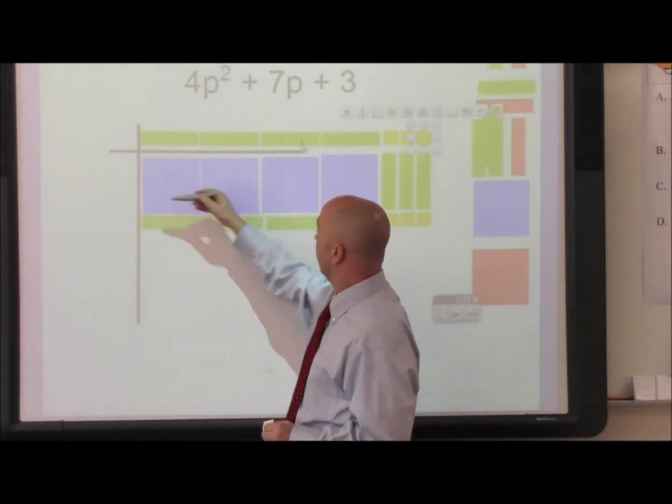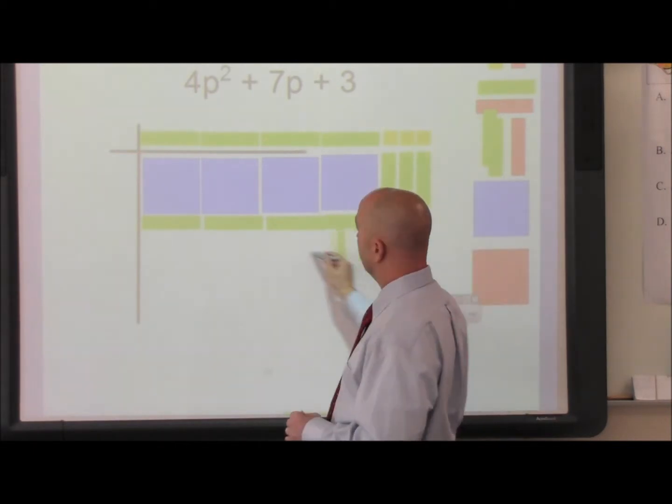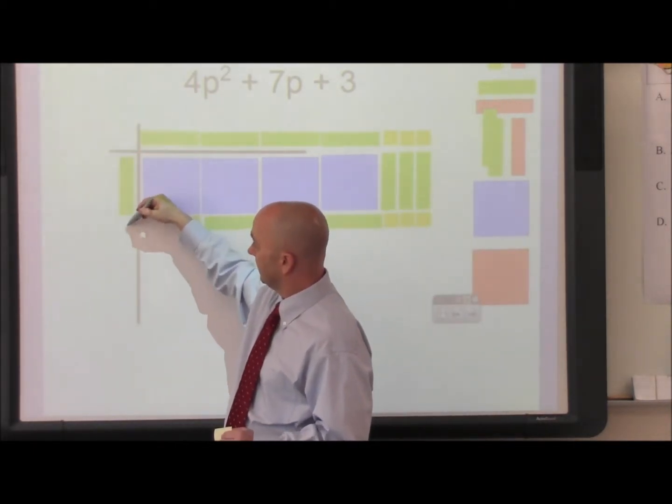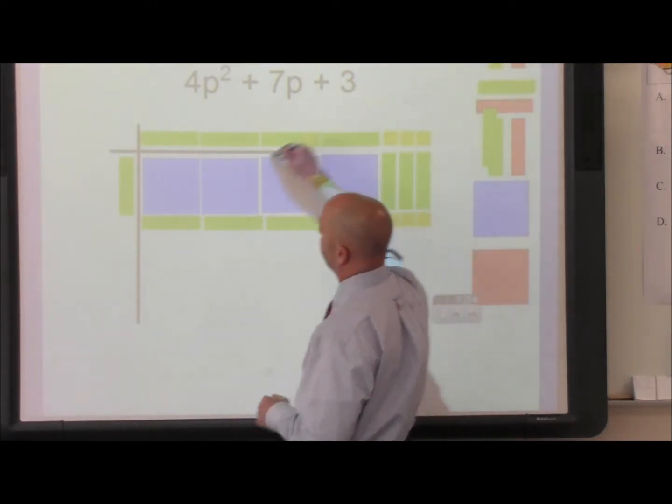Now I need the width. And that's going to be this length here, distance, and this distance here is another one of these.